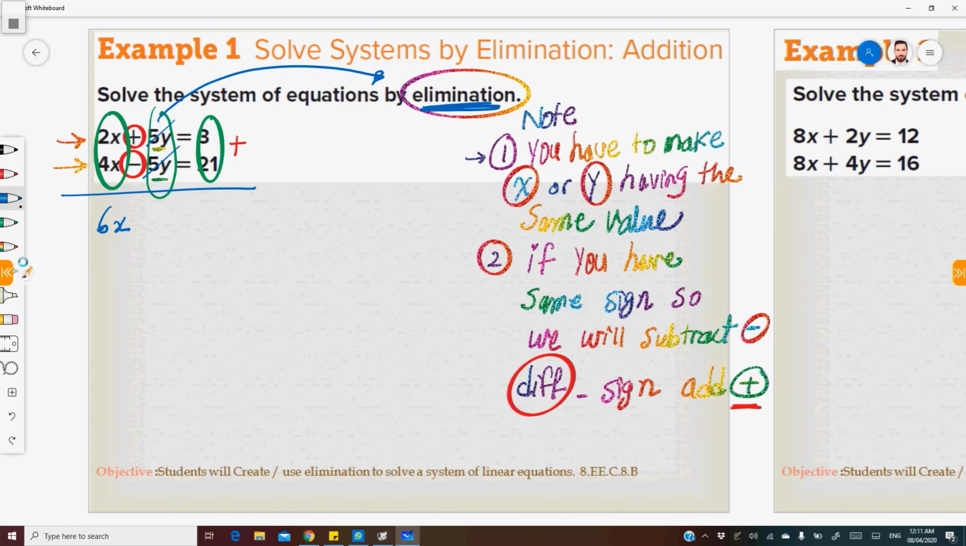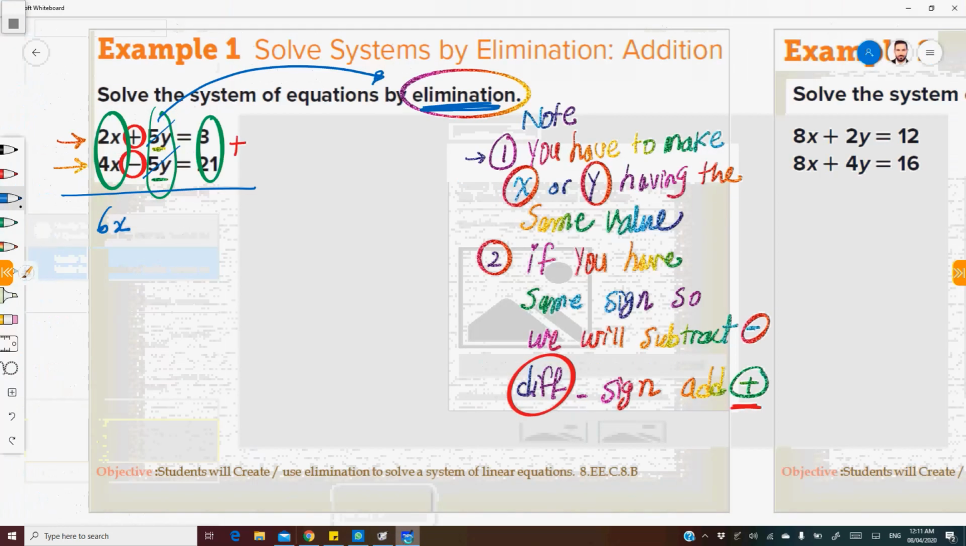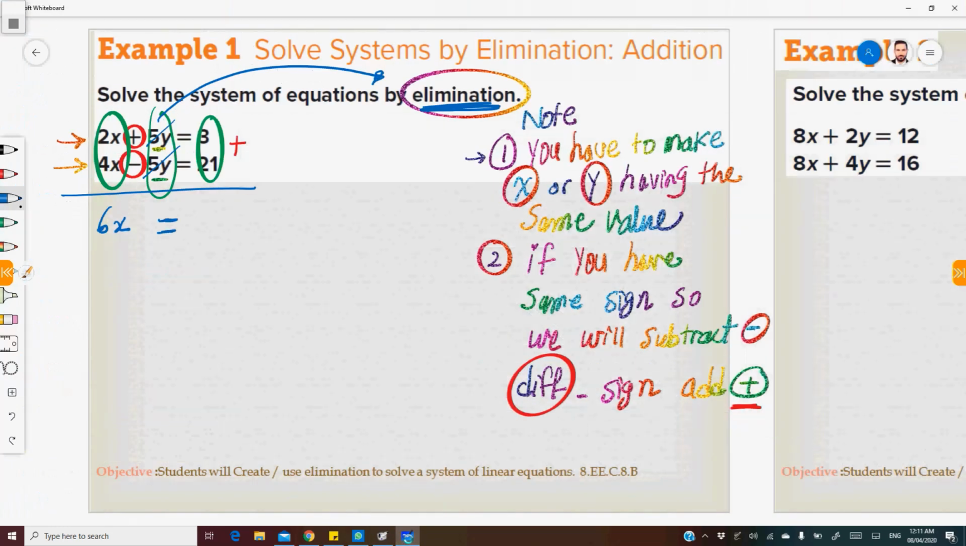That's why we are using the word elimination here, because this y is similar to the other y, and this is a different sign from this. So when I'm adding, it will be eliminated. Okay, and let's go back. We have 3 plus 21 equals 24. The purpose of elimination here is to cross out y and get the value of x. And here, mister, I have 6x. I have to divide by 6. So x is equal to 4.